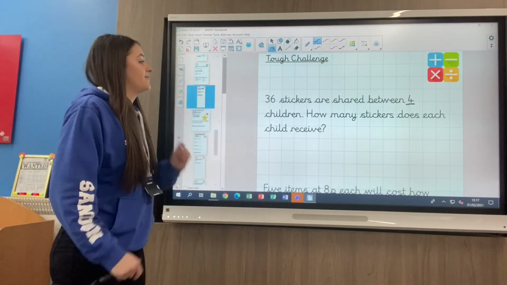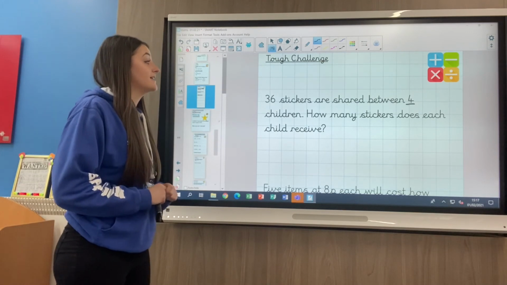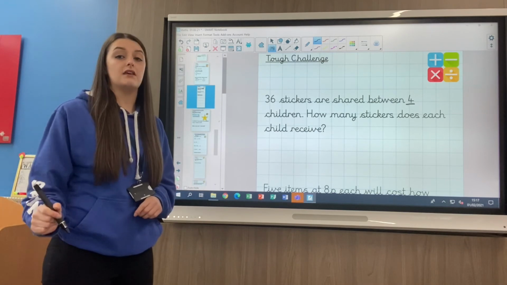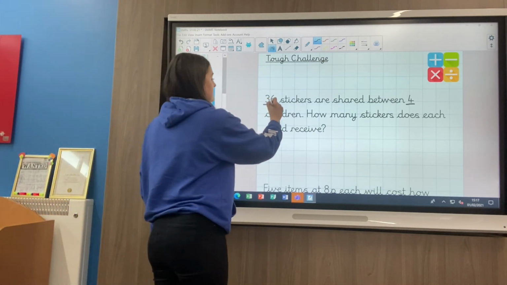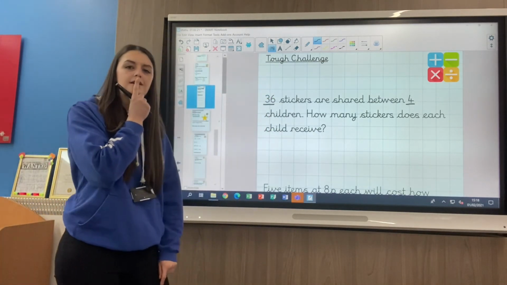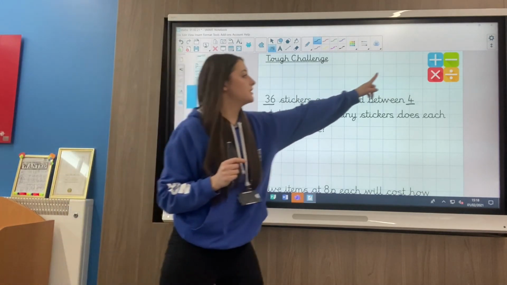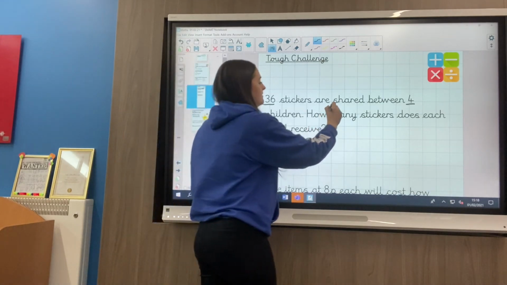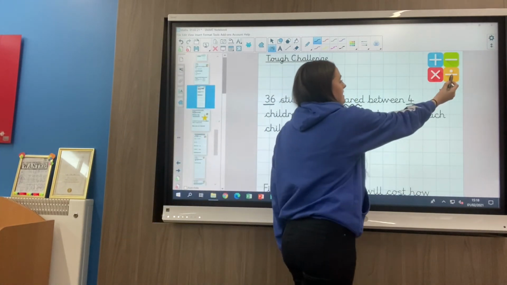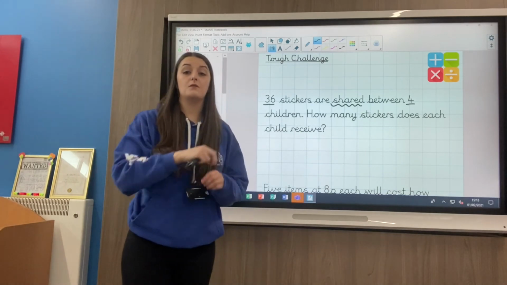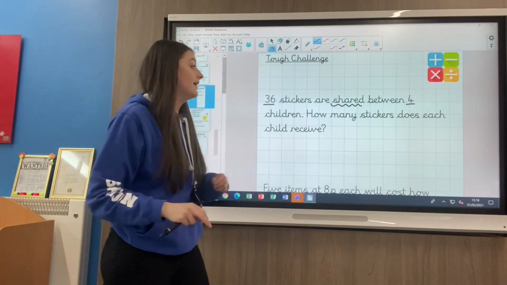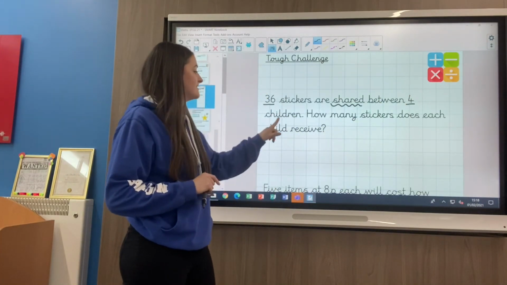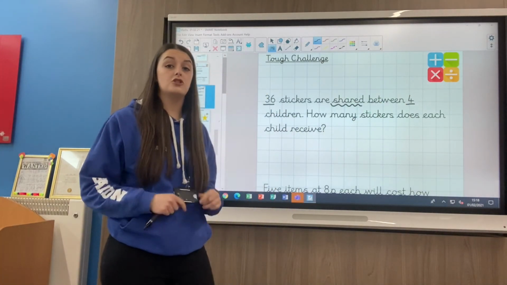So I've got here 36 stickers are shared between 4 children. How many stickers does each child receive? So they've started with 36 stickers, and there's a key word there that tells me which operation I am going to do. Oh, if you said shared, well done, because the word shared means we're going to divide, okay? We're going to share equally and give out those stickers equally between those 4 children. So how many stickers does each child receive? We're going to do a division.